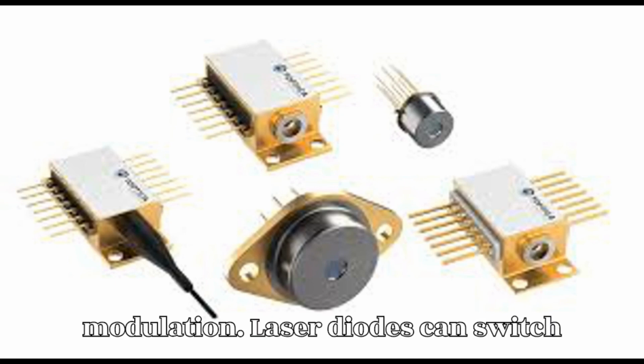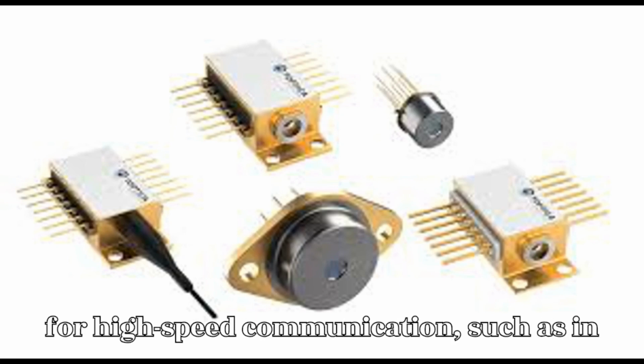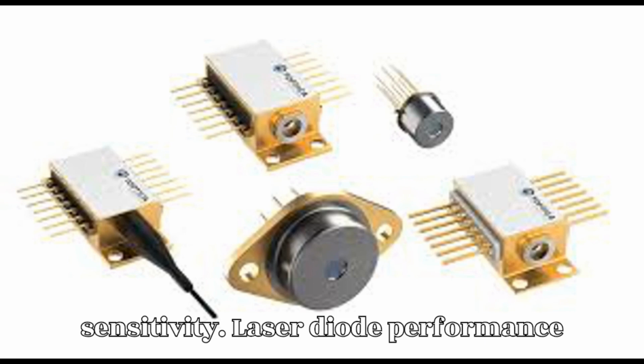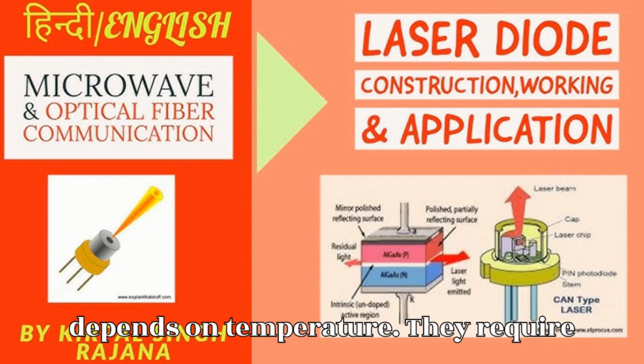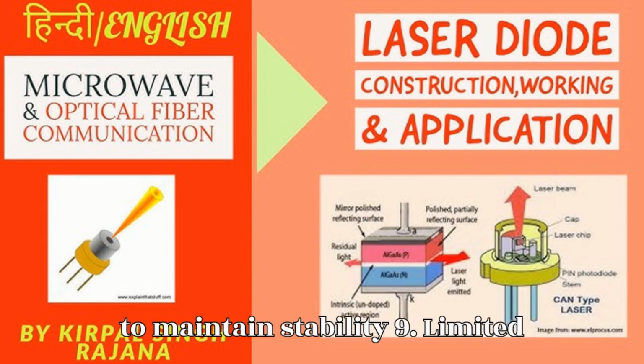7. Fast modulation. Laser diodes can switch on and off quickly, making them suitable for high-speed communication, such as in fiber-optic networks. 8. Temperature sensitivity. Laser diode performance depends on temperature. They require thermal management, e.g., heat sinks, to maintain stability.